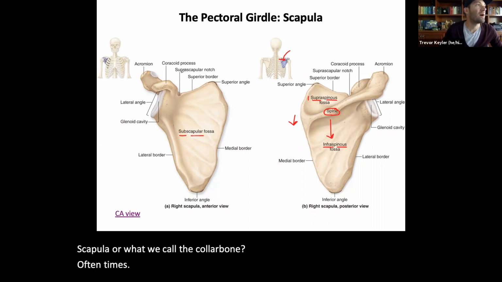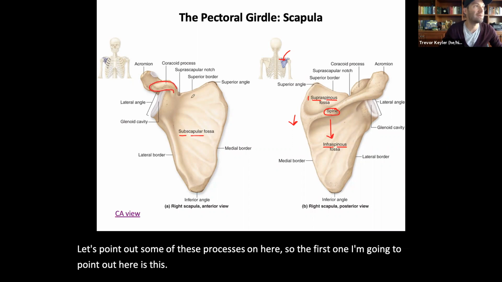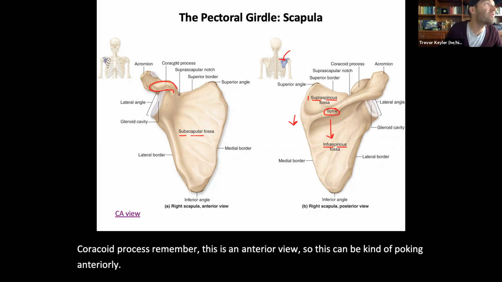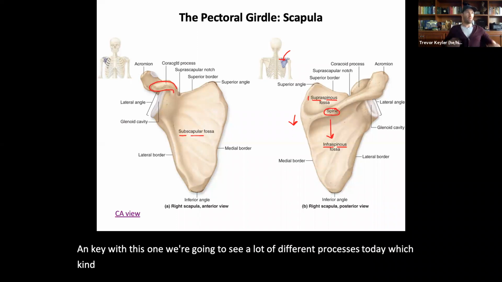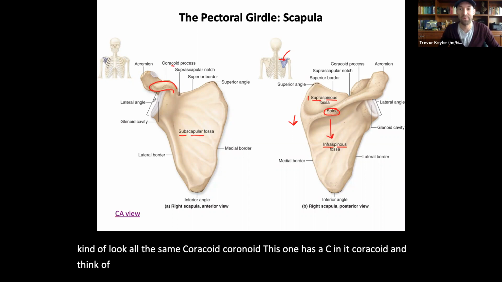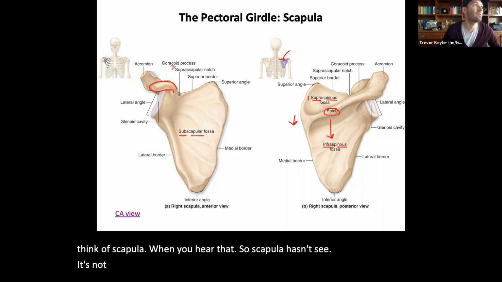Let's point out some of these processes here. The first one I'm going to point out is this coracoid process. Remember, this is an anterior view, so this is going to be kind of poking anteriorly. We're going to see a lot of different processes today which look all the same, coracoid, coronoid. This one has a C in it, coracoid, and think of scapula when you hear that. So scapula has a C. Not the best thing, but it helps with these.